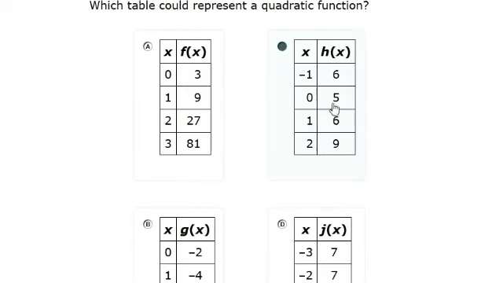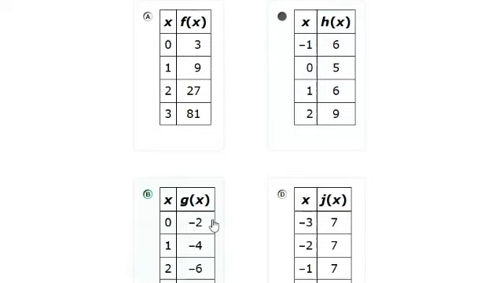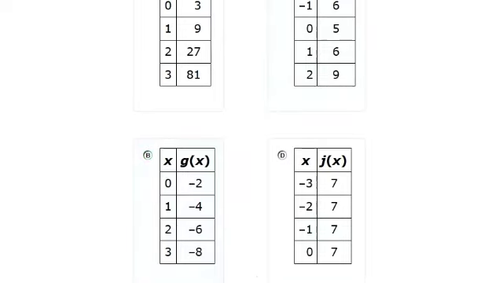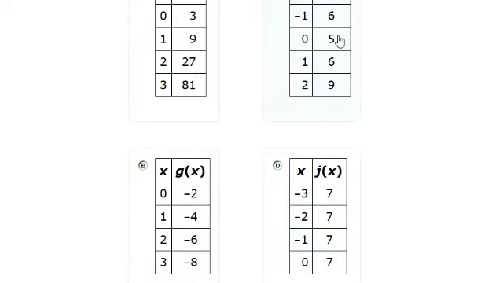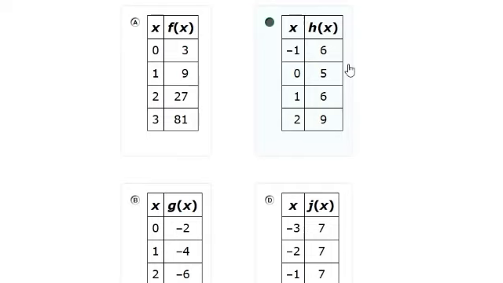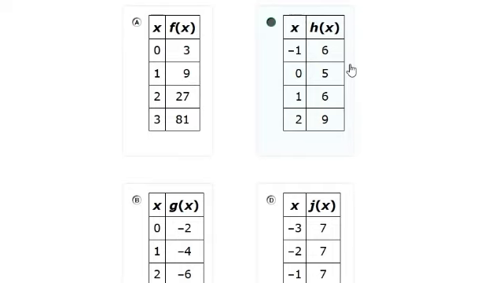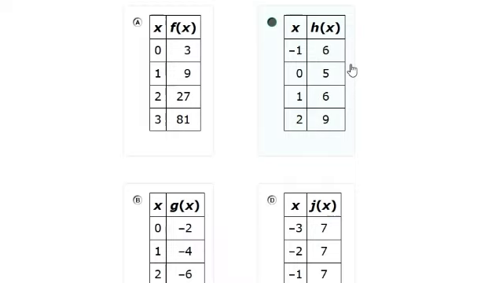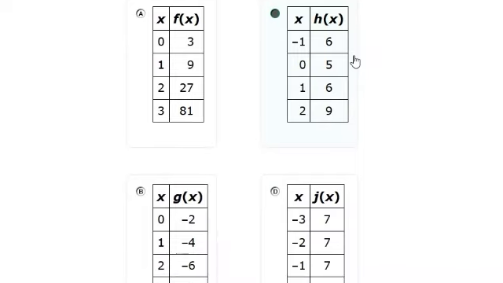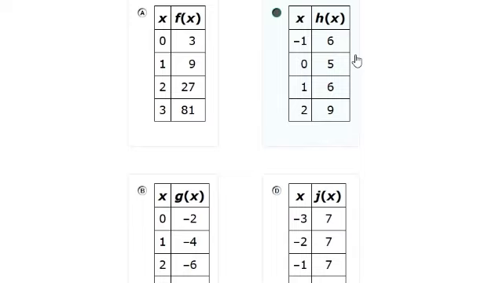But look at option B. Is this also following? No. This is not quadratic. That's what my teacher told us to think of. So say this is a quadratic equation, no problem. Are you looking at the vertex or are you checking the second difference? Which one is it? Looking at the vertex.